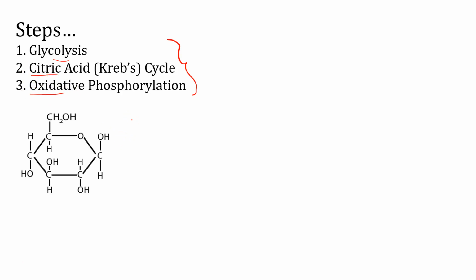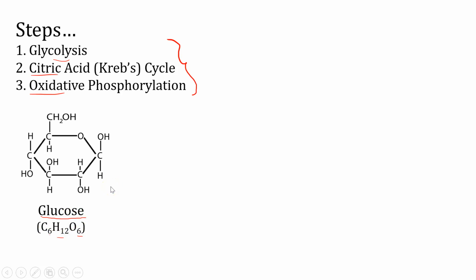So for starters, we said we start with a molecule of glucose. Okay, this is glucose, again, a monosaccharide. It's found in all sorts of foods, and it's one that your body uses a lot. It's got 6 carbons, 12 hydrogens, 6 oxygens.